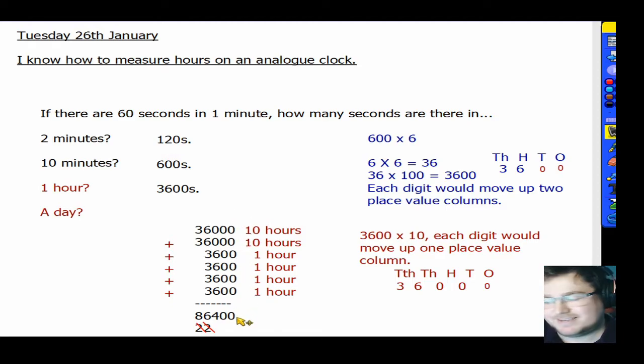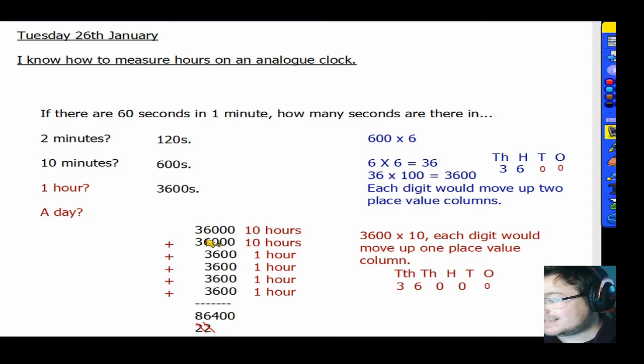0, 0, 0, 0, 0. That's 0. There's nothing in the ones, and nothing in the tens either. So 0, 0. But here we've got 6 add 6 add 6 add 6. Well, 6 add 6 add 6 add 6 is 24. So I leave the 4 in the ones, and I move the 2 in the 24, the tens, underneath the next one because we've gone over.